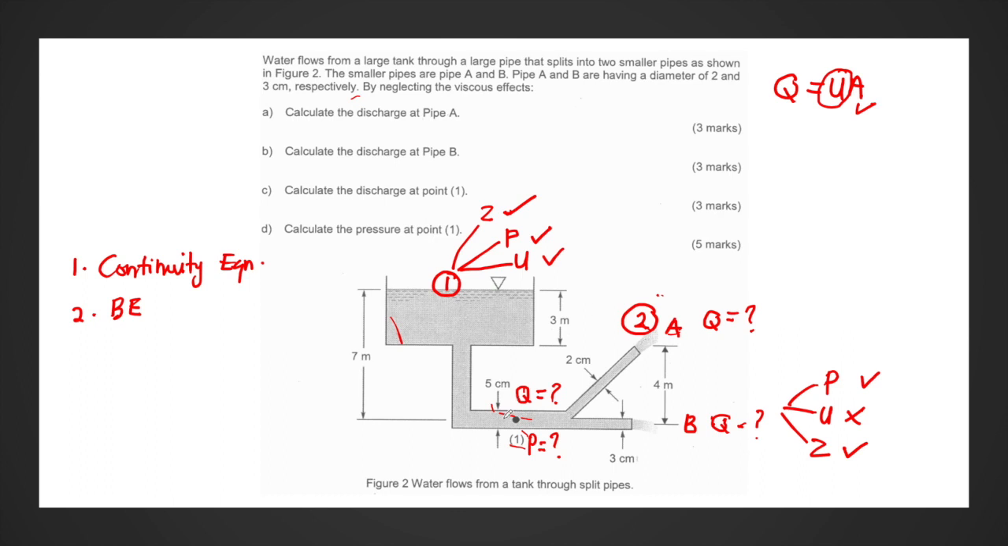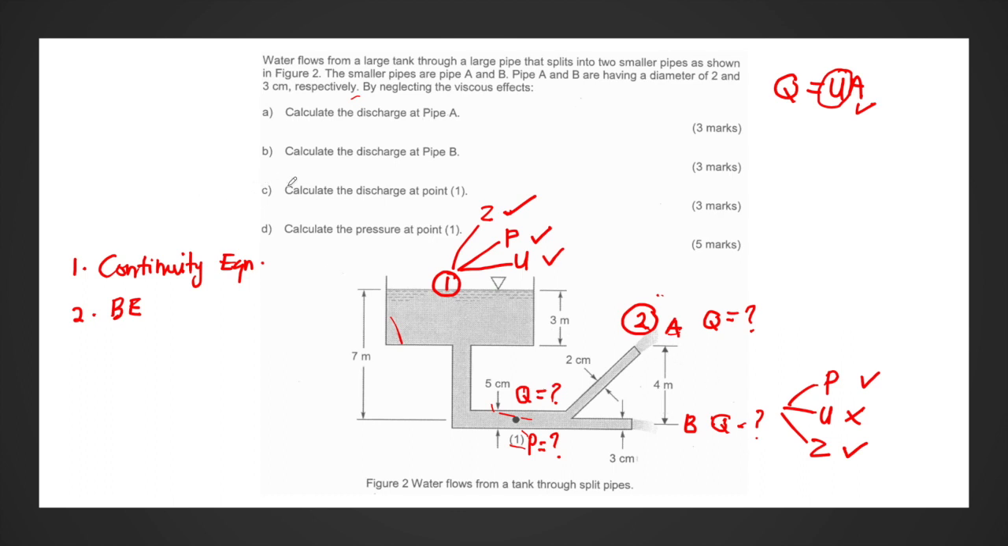Why? Because at point 1, the velocity is still unknown. Therefore, you cannot solve it by using the continuity equation. You have to use Bernoulli's equation in order to determine the velocity at point B.